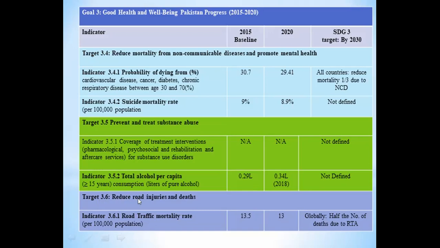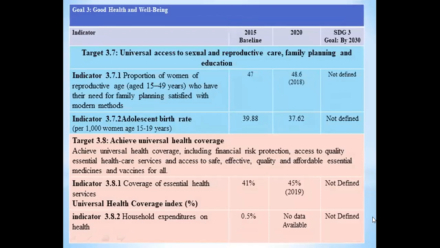Target 3.6 is to reduce road injuries and deaths. It includes indicator 3.6.1, road traffic mortality rate per 100,000 population. It is still stagnant. In 2015 it is 13.5, and in 2013 the same. Its target is set, which globally is to halve the number of deaths due to road traffic accidents.